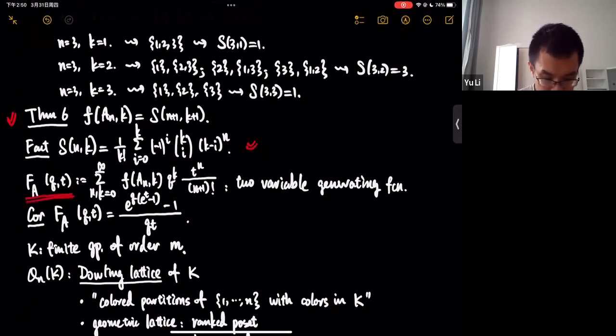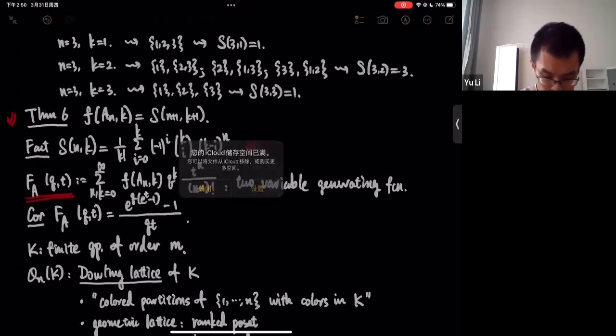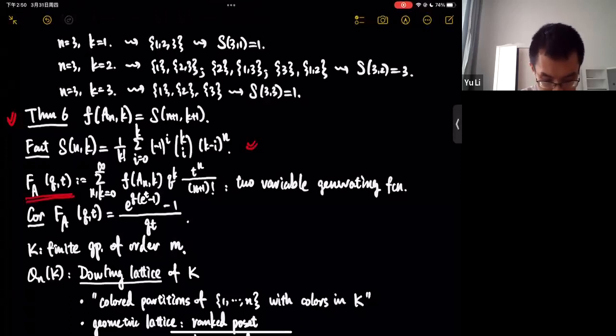Here denoted by f sub A of q, t. So I won't go into the definitions. It's just a way to make things look nice. The corollary is that there's a closed formula for the two variable generating function for the Betti numbers in type A, and it's as written.